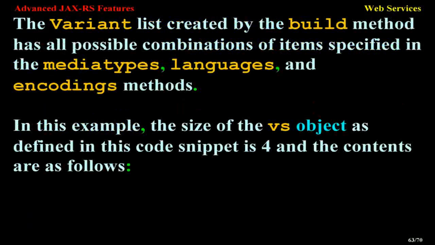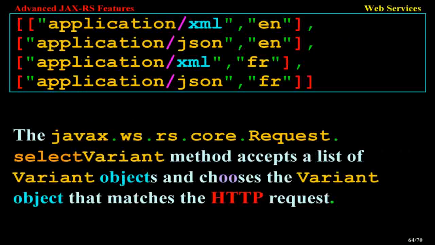The variant list created by the build method has all possible combinations of items specified in the mediaTypes, languages, and encodings methods. In this example, the size of the vs object is defined in this code snippet as 4, and the contents are as follows. application/xml, en; application/json, en; application/xml, fr; application/json, fr.